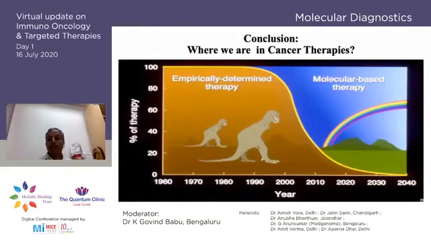So in conclusion, empirically determined cancer therapies will go extinct the way of the dinosaurs, and molecular-based therapies are here to stay, to bring a nice rainbow to our patients. So with that, I will stop.